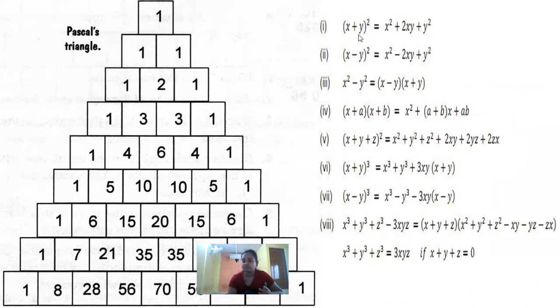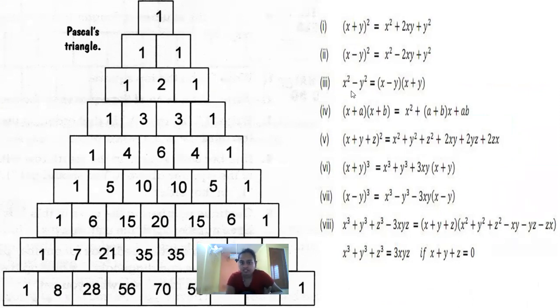So here I have given you (x + y) square, (x - y) square, the third one, that is x square minus y square, (x + a)(x + b), and (x + y + z) whole square, where there are 3 variables. Then (x + y) whole cube, (x - y) whole cube, and x cube plus y cube plus z cube minus 3xyz. All these formulas are going to be very essential and important in doing the numerical problems later.